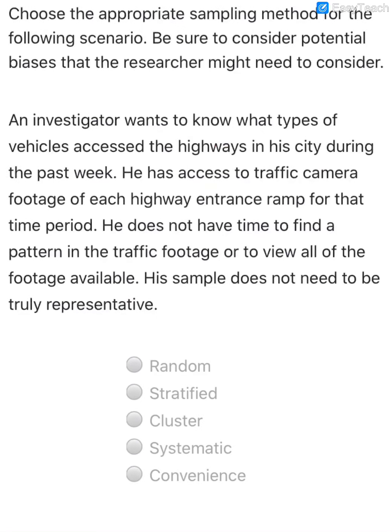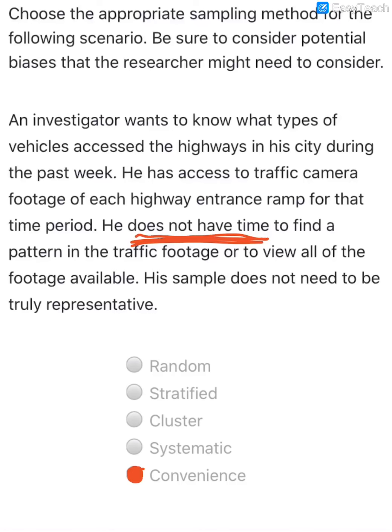And then last, we have an investigator who wants to know what types of vehicles access the highways in his city during the past week. So he has access to traffic camera footage of each highway entrance ramp for that time period, but he doesn't have time to find a pattern in the footage or view it all. So his sample does not need to be truly representative. So in this case, because he does not have time, he is going to do what's called a convenience sample. He's just going to look at enough footage to figure out what he needs to figure out in terms of the pattern.